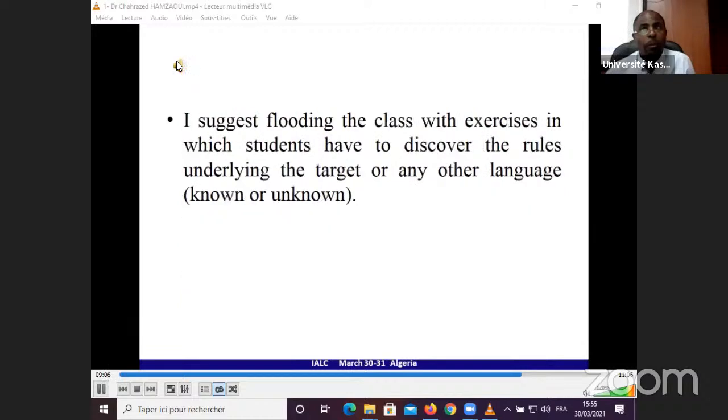I suggest here in the class explaining in which students have to discover the rules underlying the topic for any other language, either known or unknown. Because the purpose of activities like these is to open students' minds into the vast area of linguistic principles that govern languages, at the same time that they discover how similar or different languages are in many other respects.